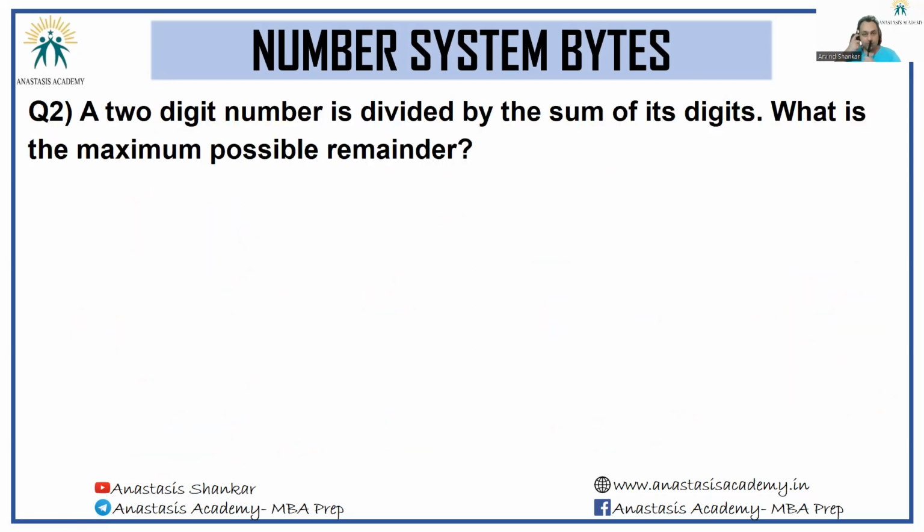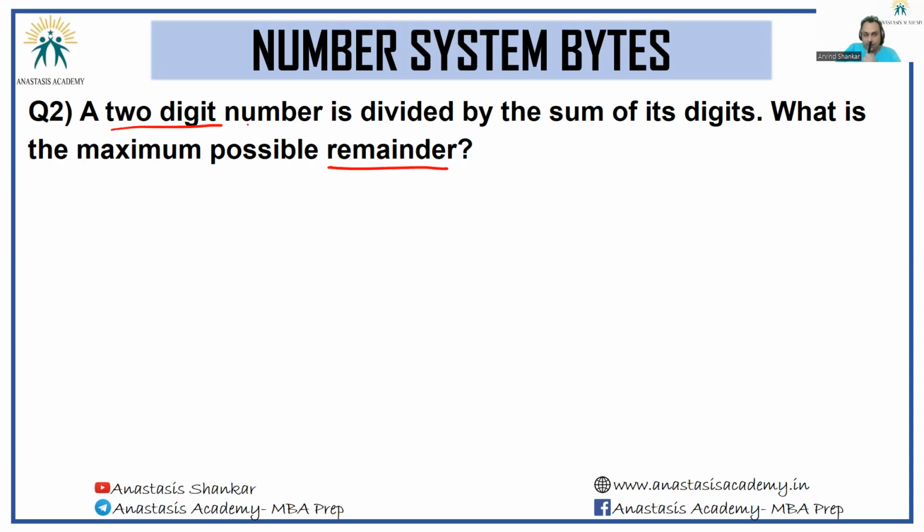Next, a 2-digit number is divided by the sum of its digits. What is the maximum possible remainder? Okay, this is also a fairly popular question. Let's see. If I'm looking for the maximum possible remainder, the remainder will always be smaller than the divisor. So if you're looking for the maximum possible remainder, our best bet would be to work with the largest divisors.